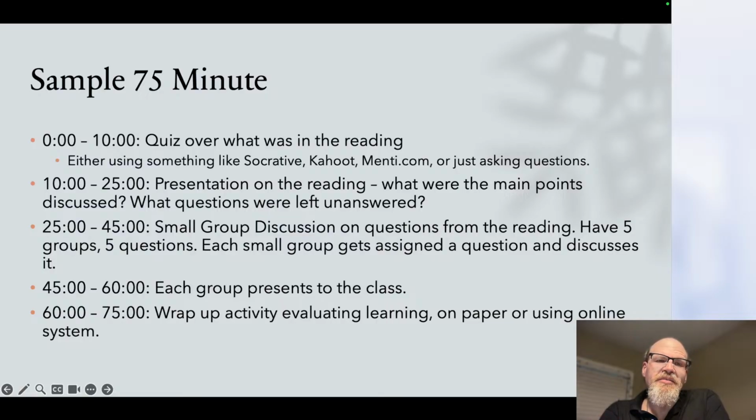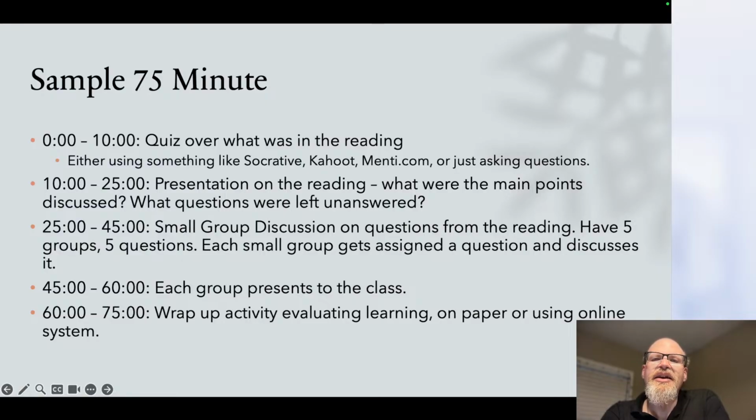For the next 15 minutes, remember, 20 minutes is when you start to lose people. Do a presentation on the reading. What were the main points? What questions were left unanswered? What do you want to talk about more or less? Sometimes you might use a parking lot, which is when you put on the board questions that people had in those first 10 minutes, and then you try to answer them throughout your next 15 minutes.